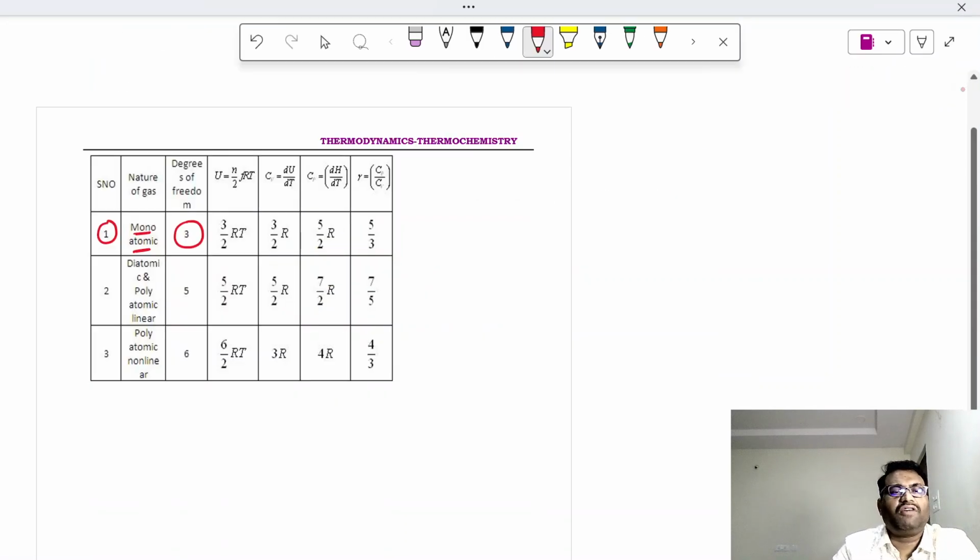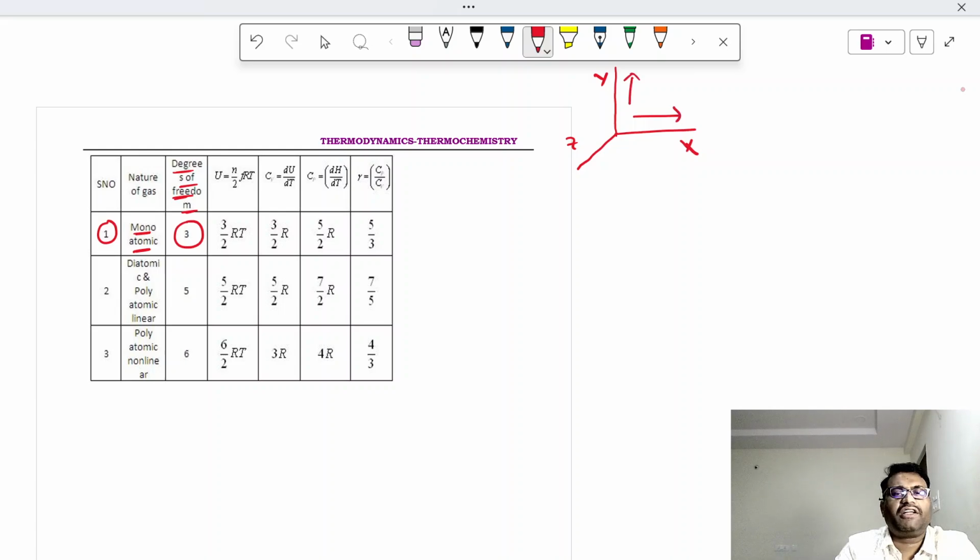So what is this degree of freedom? Degrees of freedom means the axes in which the molecule can move. Simply understanding, you don't have details of degrees of freedom in this chapter. For example, this is the x-axis, y-axis, z-axis. A monoatomic gas can move in these directions, so its degrees of freedom are 3.